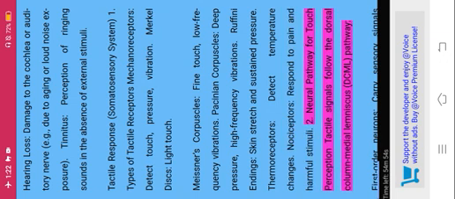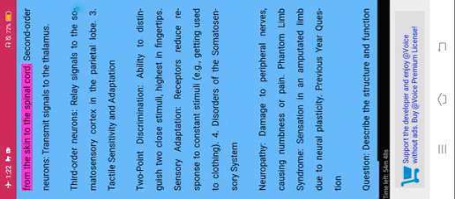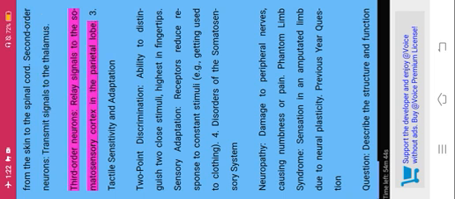Tactile signals follow the dorsal column medial lemniscus (DCML) pathway. First order neurons carry sensory signals from the skin to the spinal cord. Second order neurons transmit signals to the thalamus. Third order neurons relay signals to the somatosensory cortex in the parietal lobe.